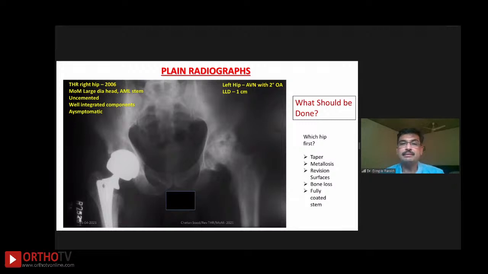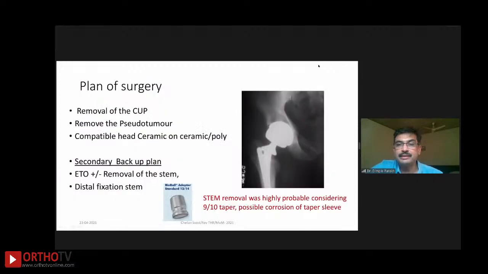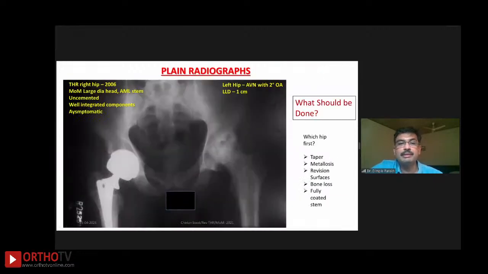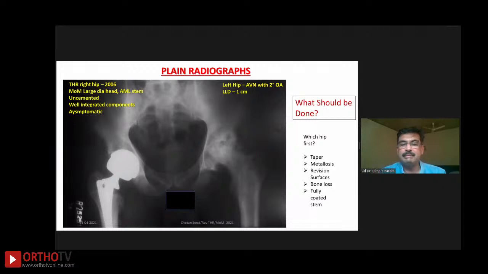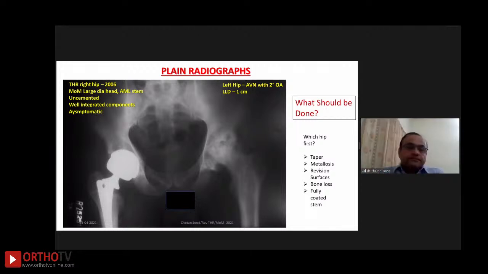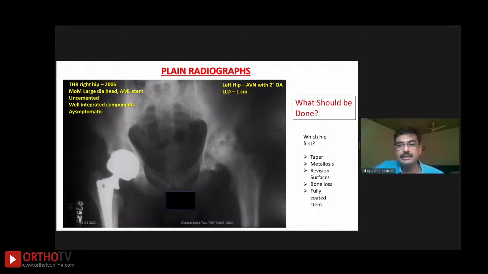Since we saw metallosis on the X-ray, and the metal ions were high in the blood, we have to do a revision, and we'll have to address that particular hip. A revision would be the primary thing, and then the opposite hip we need to do. So obviously he requires revision surgery. My preference is to revise the taper, because this is a typical metallosis from the taper. We have to change the femoral component as well.